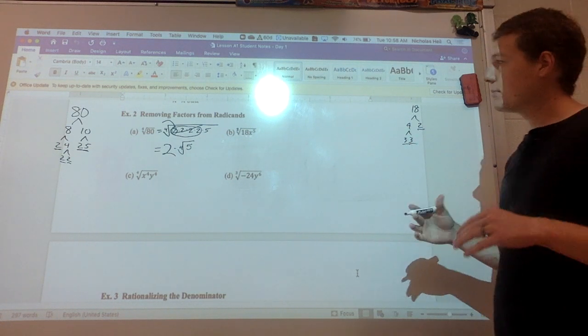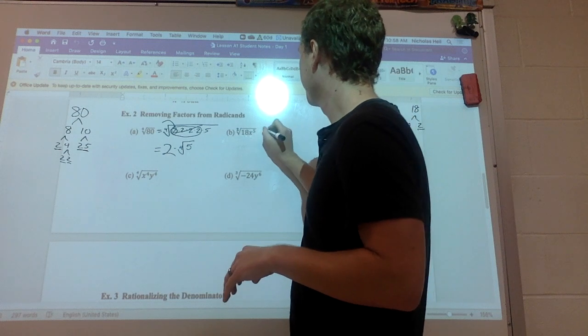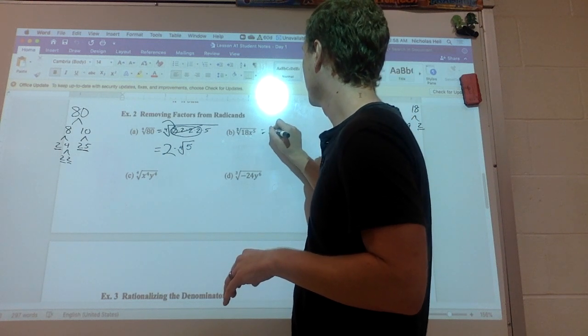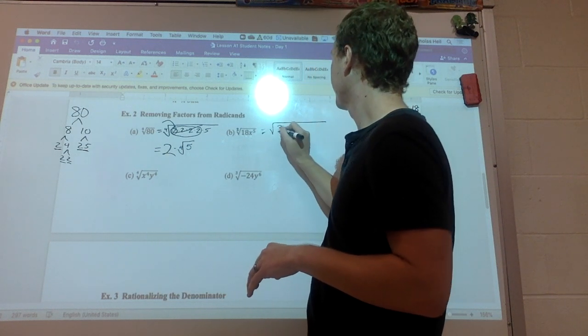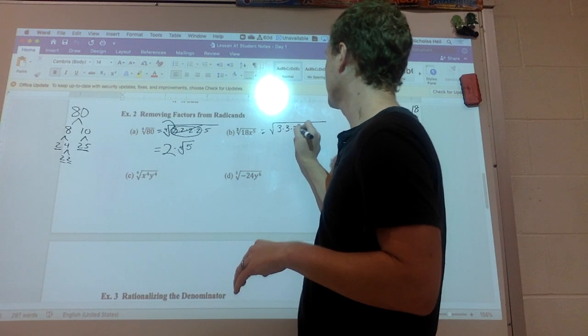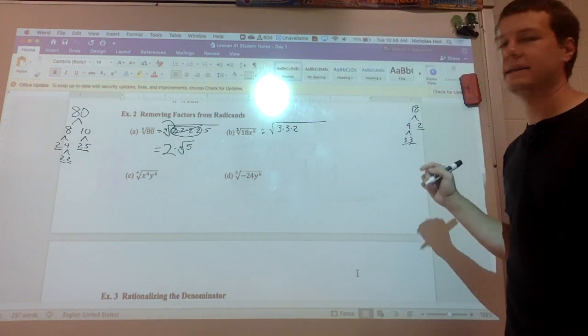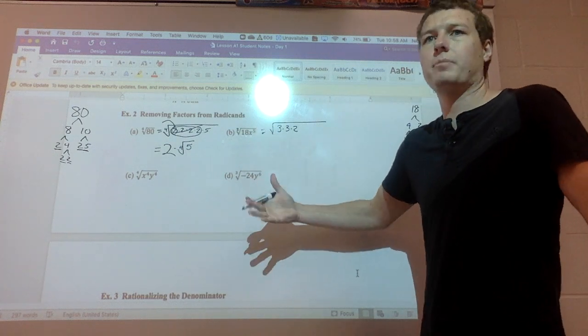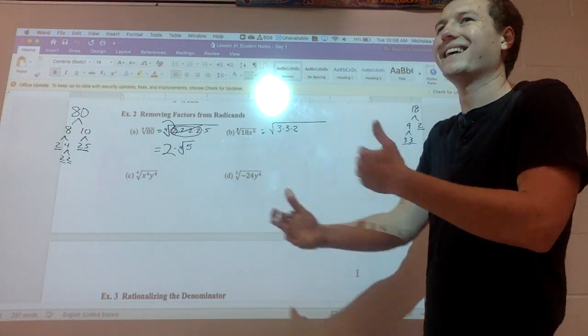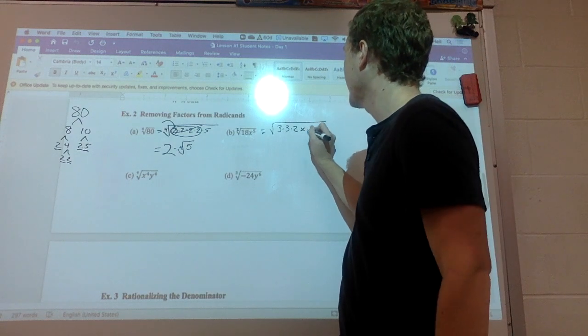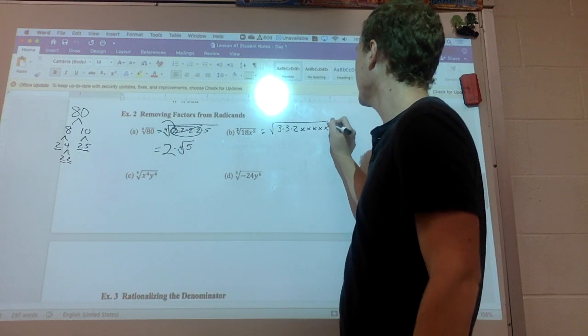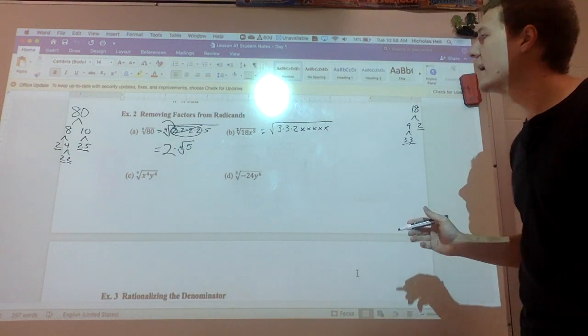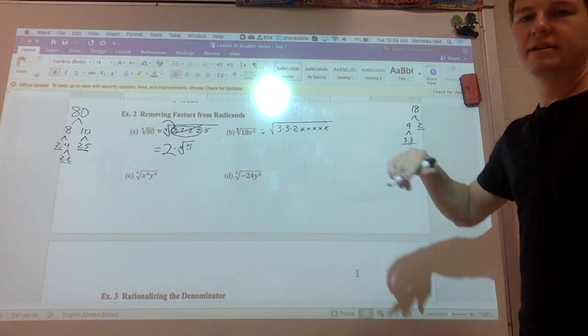Both of those 3's I can't break down any further, so I'm going to write that here. This is 3 times 3 times 2. That's how to get back to 18. And then what does x to the 5th really mean? Well, a power just means that we're multiplying it by itself that many times. So this ends up being x, x, x, x, x. 5 of those.